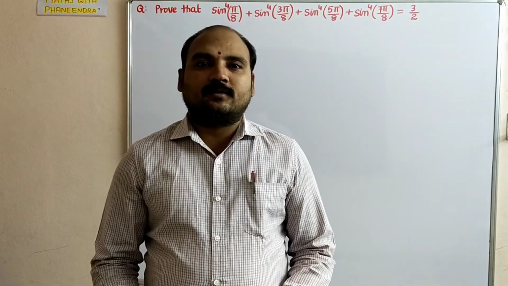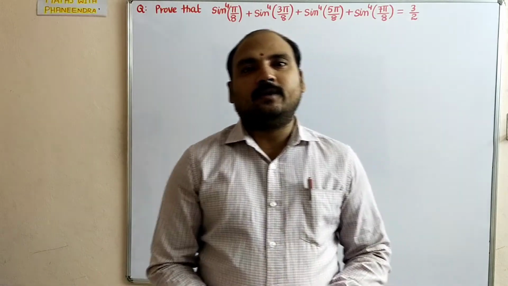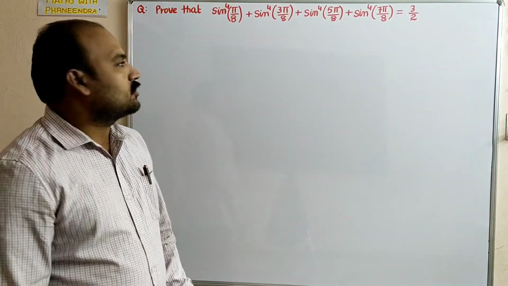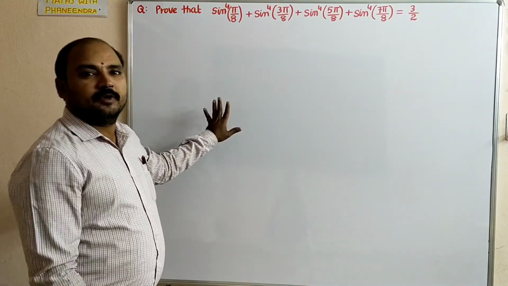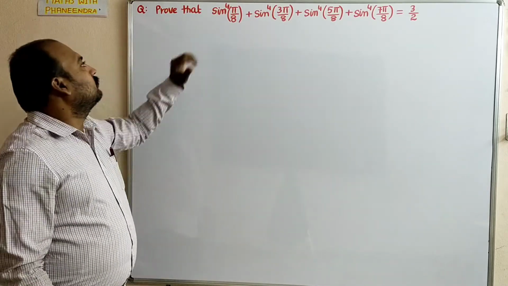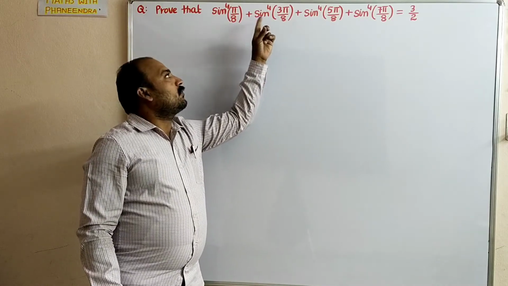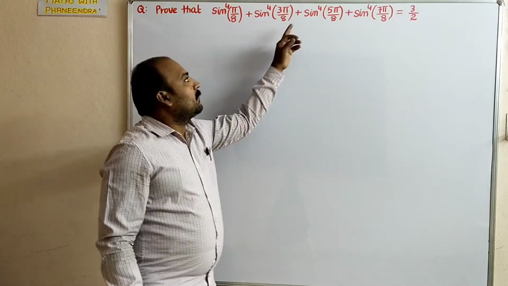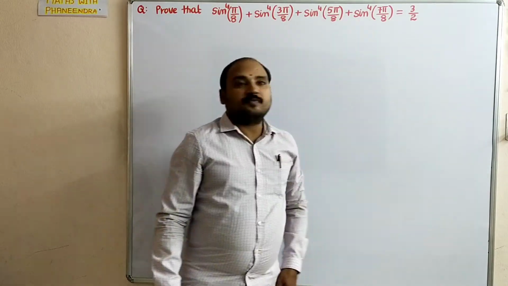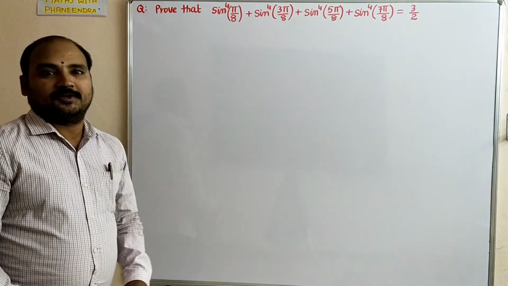In this episode, we are going to discuss trigonometry, short answer type questions. In this session, the first question we have to discuss, this is very important for 4 marks. Prove that sin^4(pi/8) + sin^4(3pi/8) + sin^4(5pi/8) + sin^4(7pi/8) equals 3/2. You have to prove that.